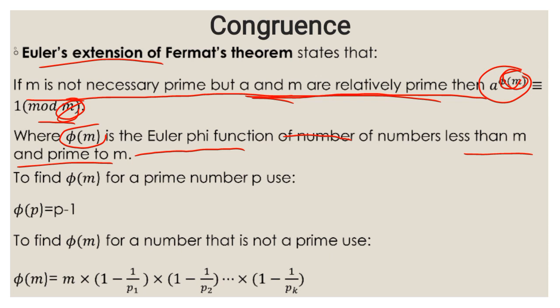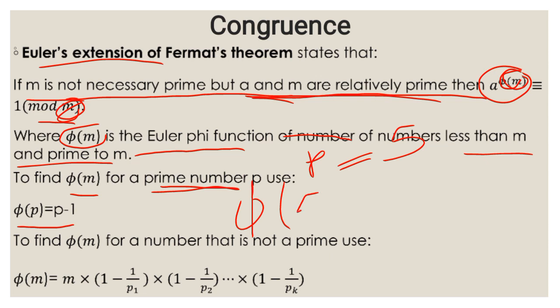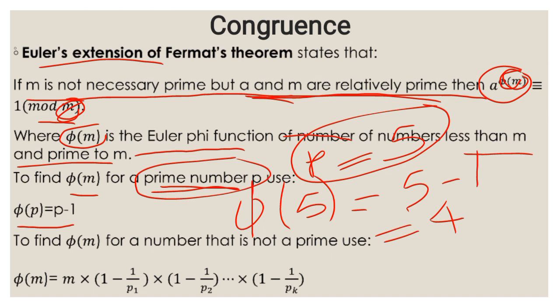To find the Euler phi function of M for a prime number P, we use phi of P equals P minus 1. So for instance, if P is equal to 5, the Euler phi function of 5 is simply 5 minus 1, which is 4, because 5 is a prime number. That's the formula for getting the Euler phi function when the value is a prime number.